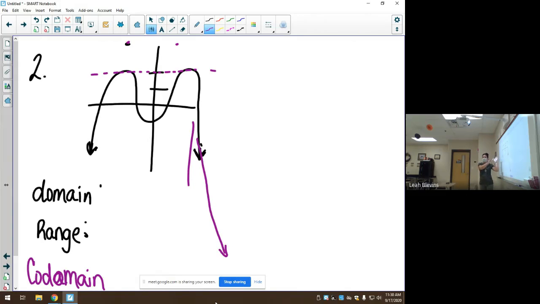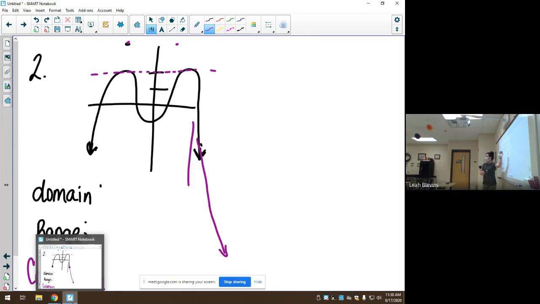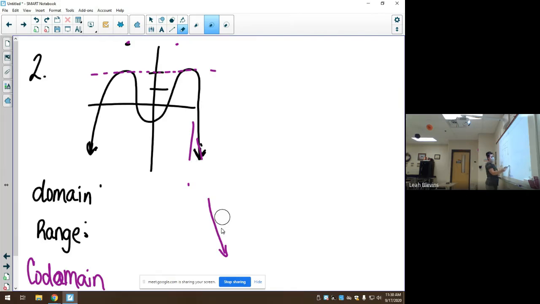That tells me that every x value is a possibility because this keeps on going forever to the right and it's going forever to the left. So what would be my domain? All real numbers. I'm just going to use interval notation.